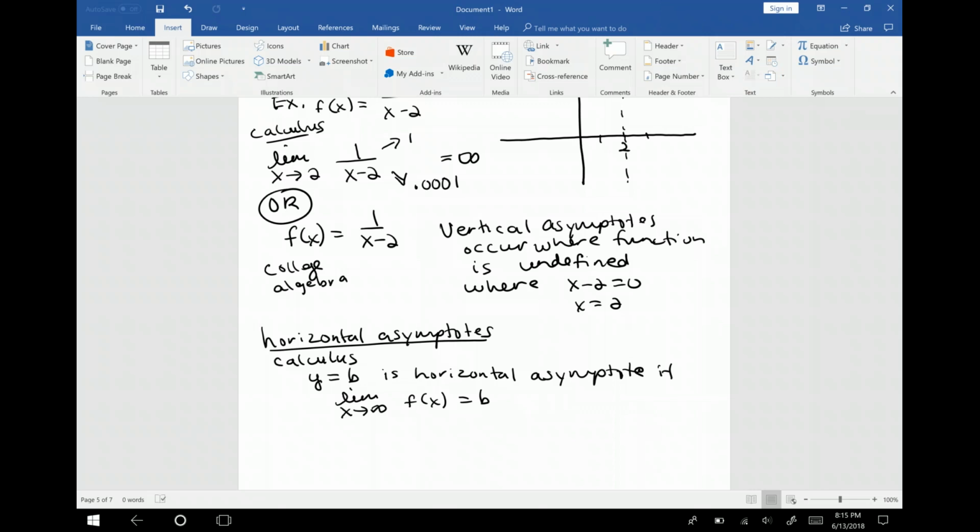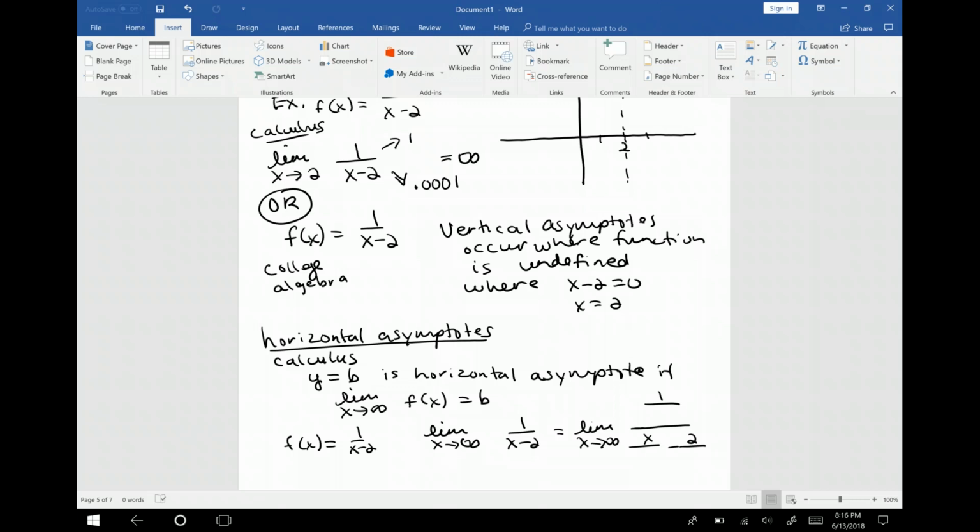So if we have the same function, f of x is equal to 1 over x minus 2, let's just see what happens when we make x get really, really large. Now we have x going to infinity. We can use that one trick that we did before. Do you remember what the trick was when x goes to infinity about how to find this limit? You can divide everything by the highest power of the denominator.